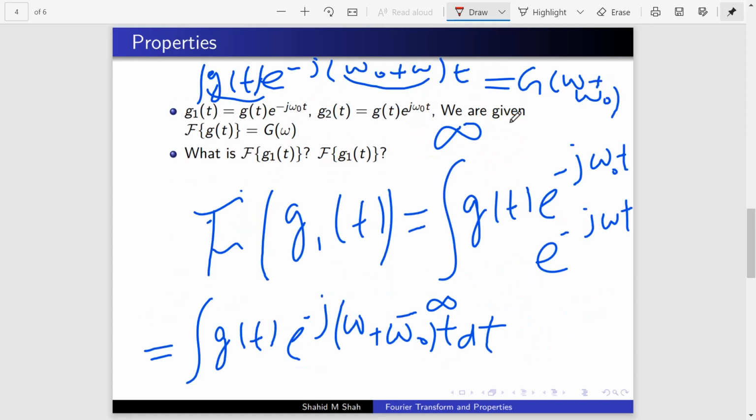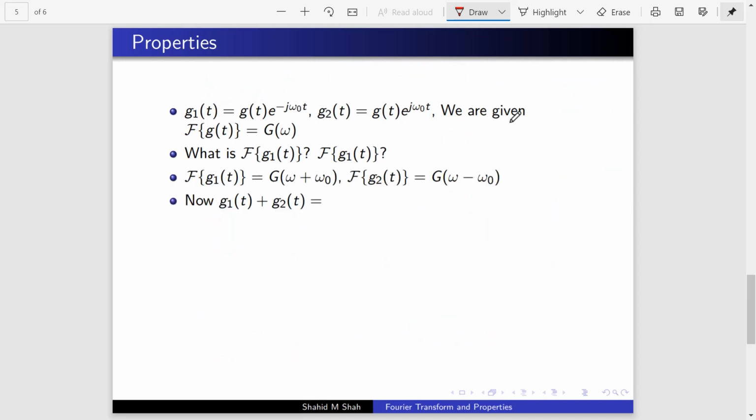Okay, so that is what I have written here. So it is omega plus omega naught here, g of omega naught. If this is clear, then see the next thing. So I am writing that the Fourier transform of g1 of t, that is g of t times e to the power minus j omega naught t, will be g of omega plus omega naught. It shifts the frequency, the omega by omega naught, and if I multiply e to the power plus j omega naught t, it will do omega minus omega naught.